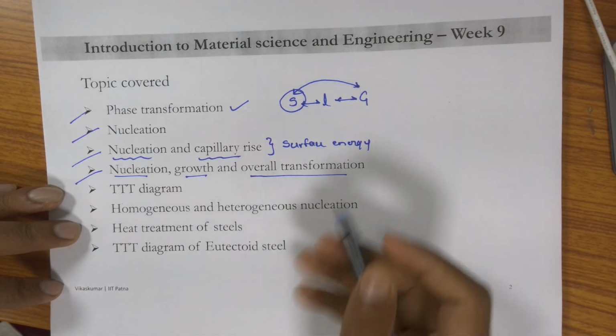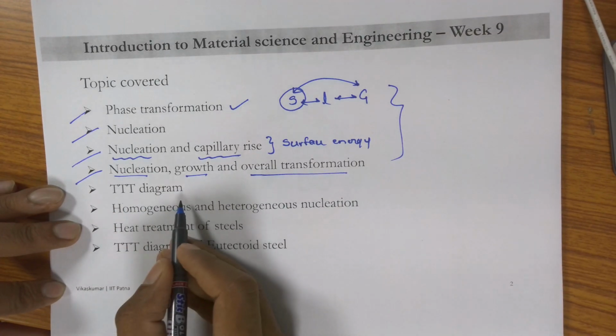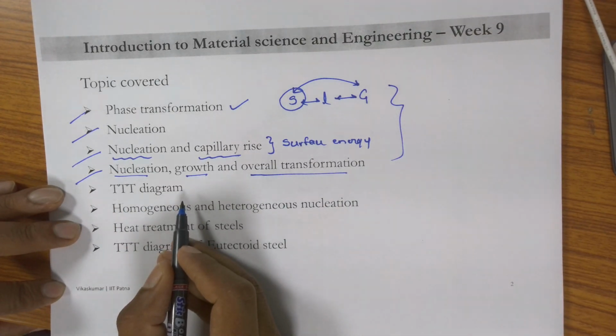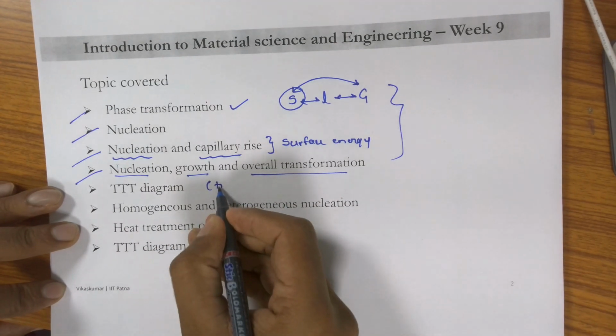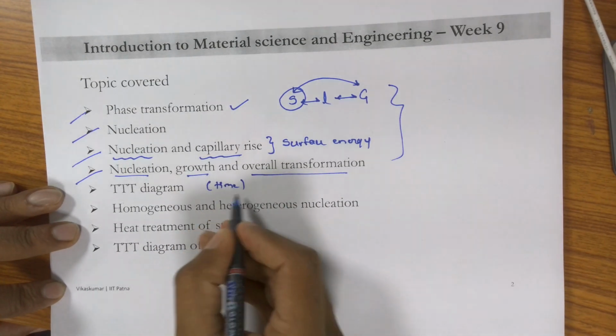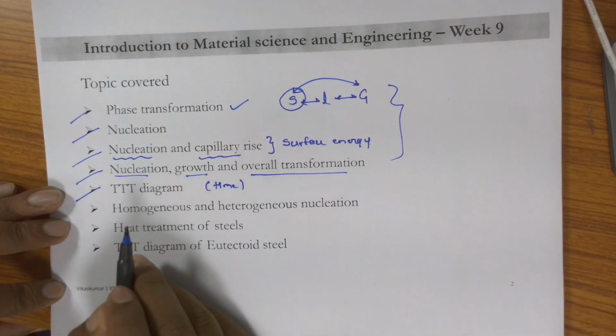And after this entire transformation part was over, we saw what the TTT diagram looks like. One of the limitations of the phase diagram is that it doesn't take the factor of time into account, which has been covered in the time temperature transformation diagram.